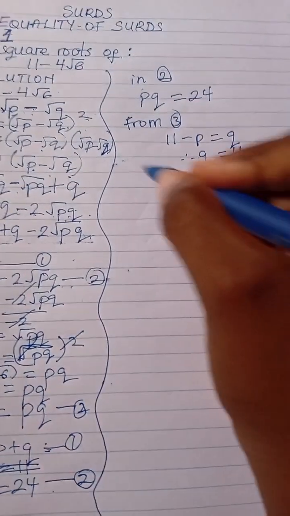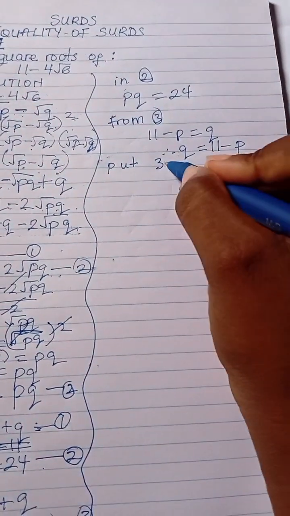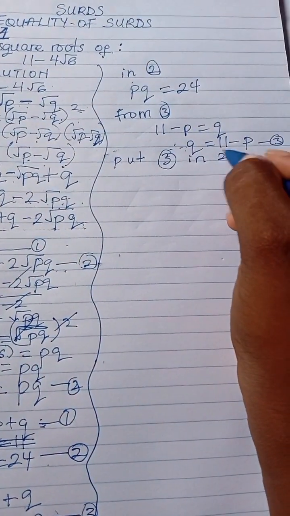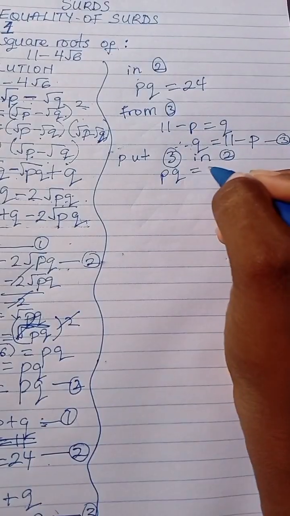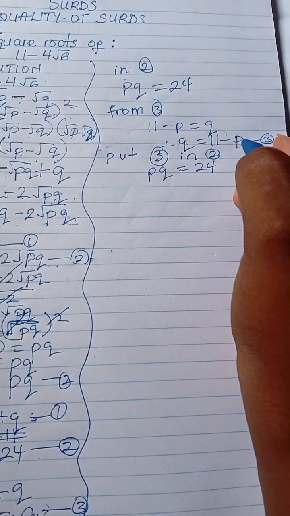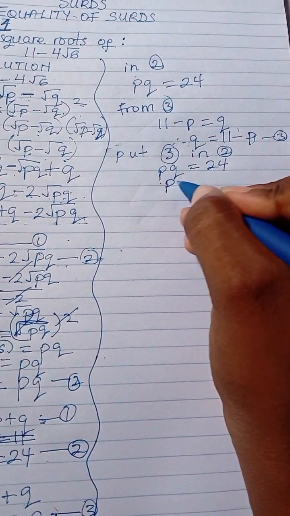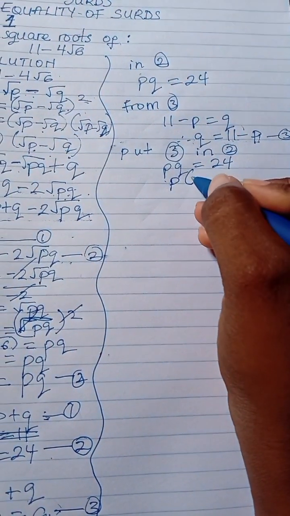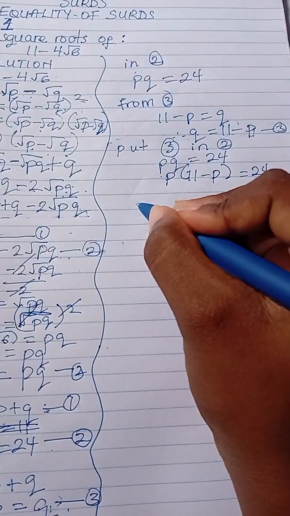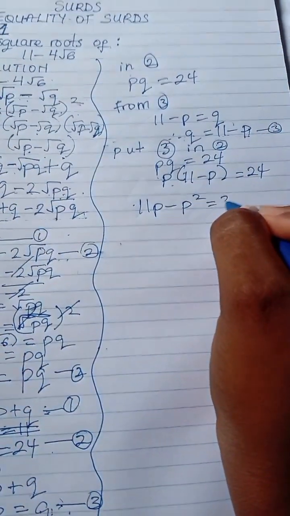So replace the value of Q inside equation 2, which is PQ equals 24. And our value of Q, we've gotten it as 11 minus P. So we replace it with the new value of Q: P times 11 minus P is equal to 24. Simplify it, that will be P times 11 is what? 11P minus P squared is equal to 24.